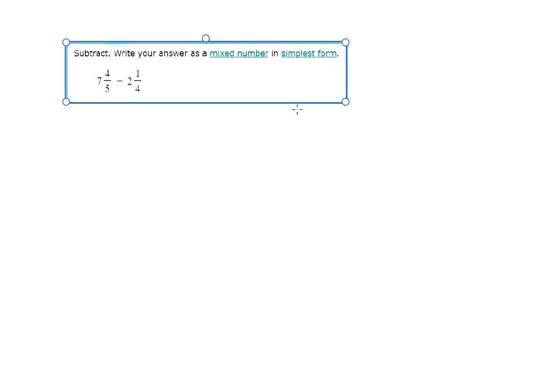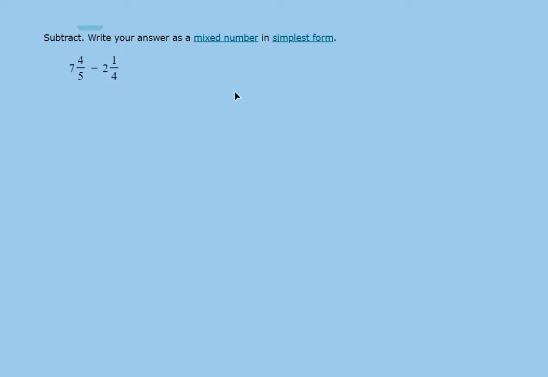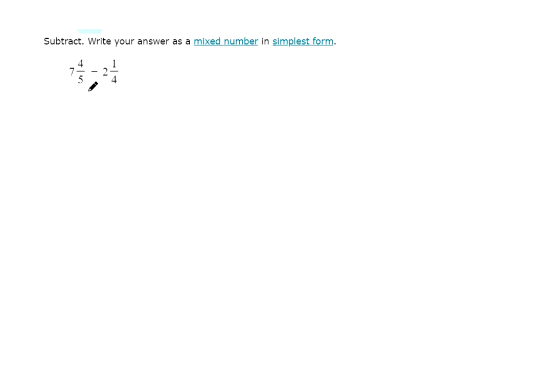Okay, so if that's still a little fuzzy, I have a second one here for you. Sometimes the second time you see it, everything clicks. But we got 7 4/5 subtracted by 2 1/4. So I'm going to convert them to improper fractions. That way they can communicate with each other. 7 times 5 makes 35. 35 plus 4 makes 39/5. Same thing over here. 4 times 2 makes 8. 8 plus 1 makes 9.